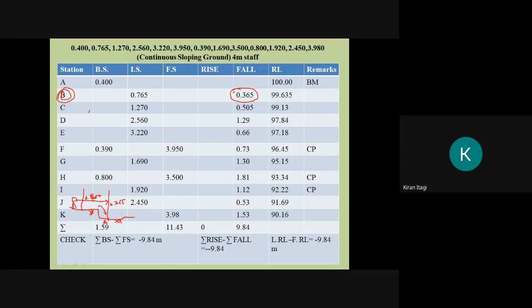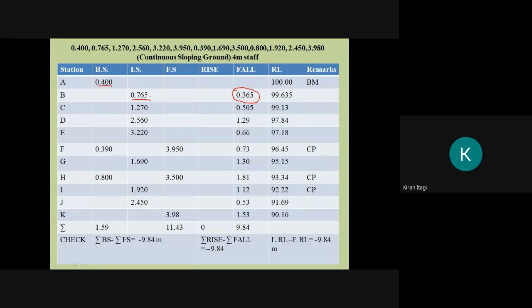Suppose somewhere I went here and I have kept my instrument here. When I took the reading, it is showing 0.1, which means it will come in the rising. Compare this one and this one, it is in a rising way. So what you have to do, just previous minus preceding one, 0.4 minus 0.765. You have got negative, so write it in the falling column.